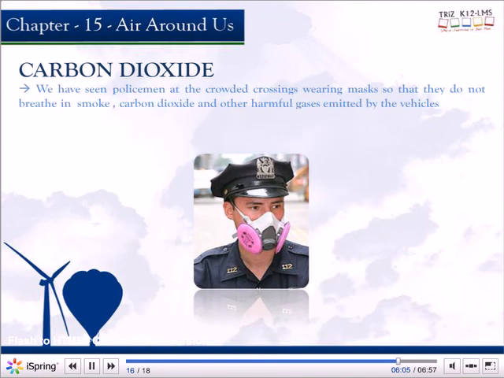We have seen policemen at the crowded crossings wearing masks so that they do not breathe in smoke, carbon dioxide and other harmful gases emitted by the vehicles.